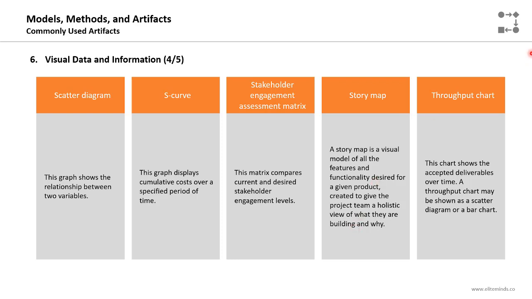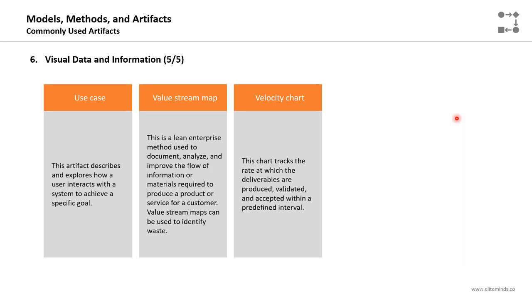product. The throughput chart, it's a chart that shows the accepted deliverables over time. It may be shown as a scatter diagram or a bar chart. It's similar to the lead time chart or the cycle time chart.